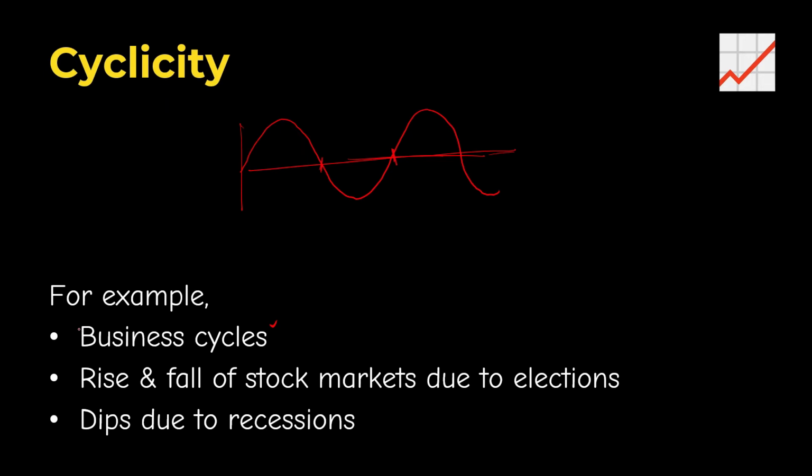Another example is the rise and fall of stock markets due to elections. Elections happen every 5 years, and every 5 years there is either a sharp rise or a sharp downfall because of a change in government. So stock prices change heavily with the change in governments. Then dips due to recessions. Recessions also repeat over 8 to 10 years. This cannot be predicted, but it happens over a range of 8 to 10 years. So this is again an example of cyclicality.